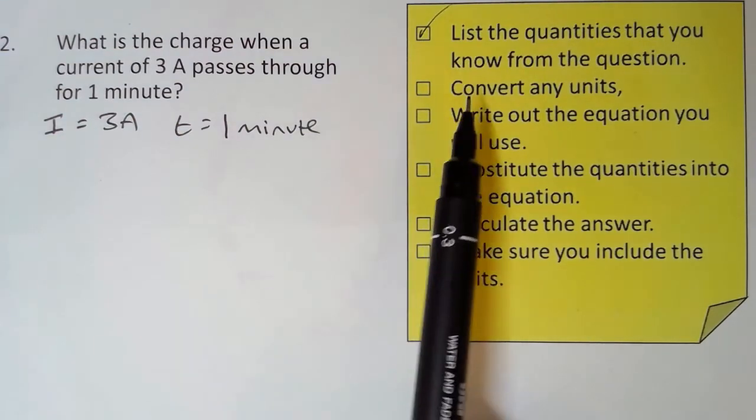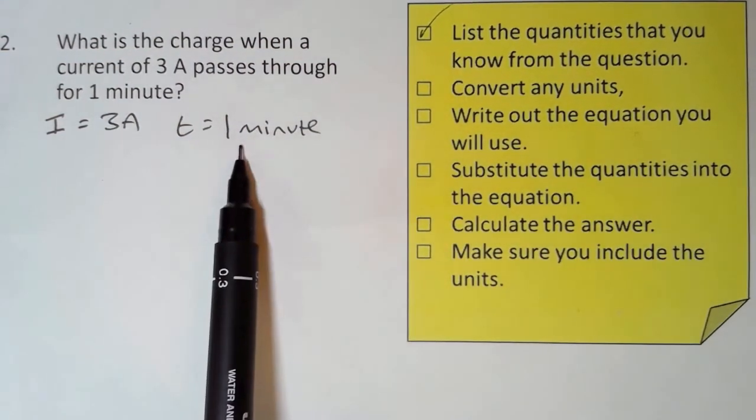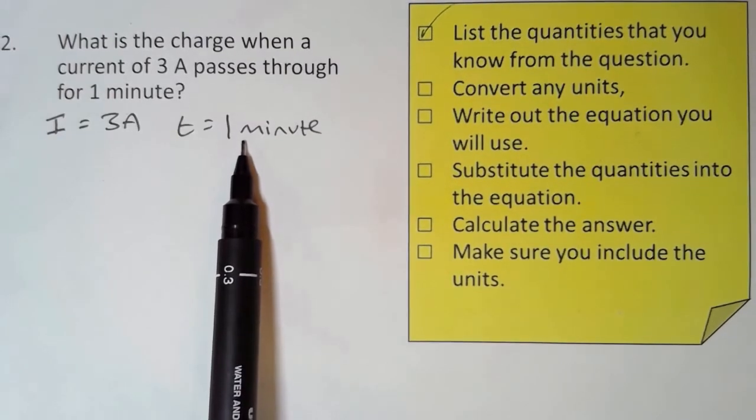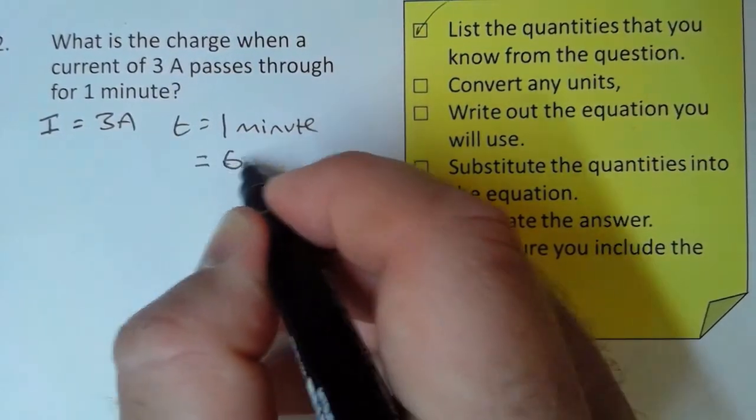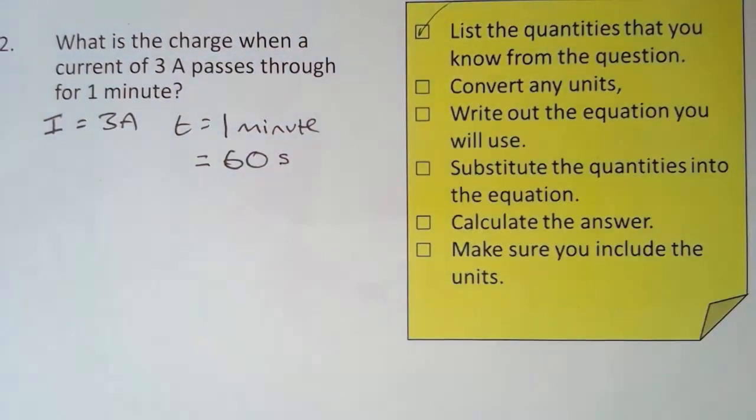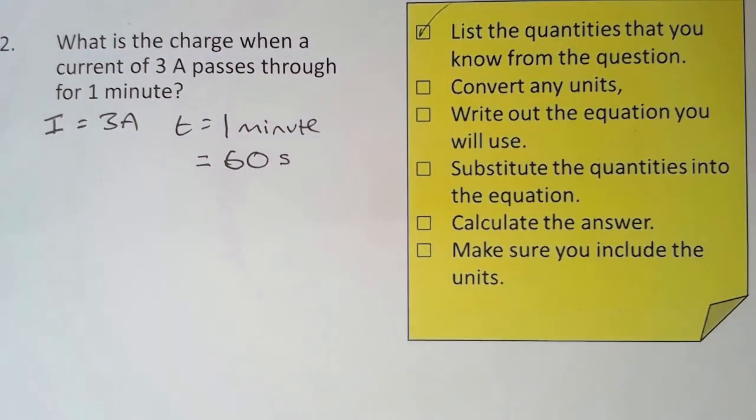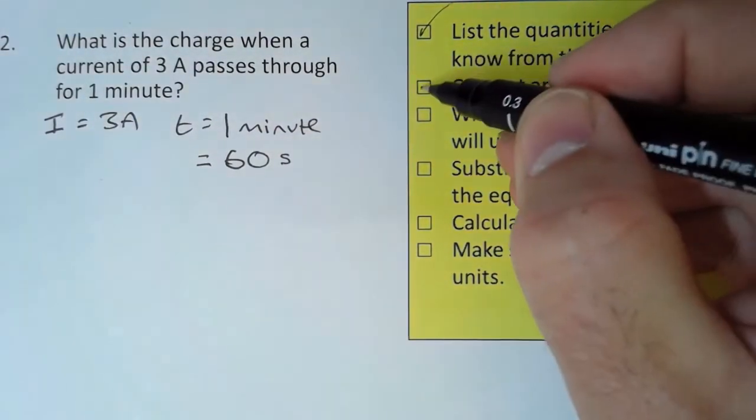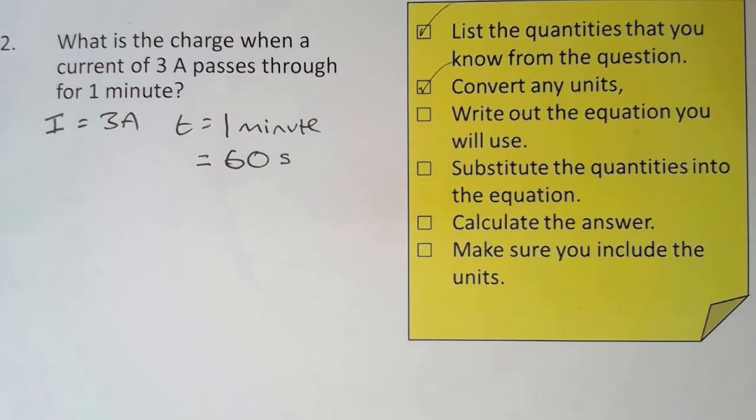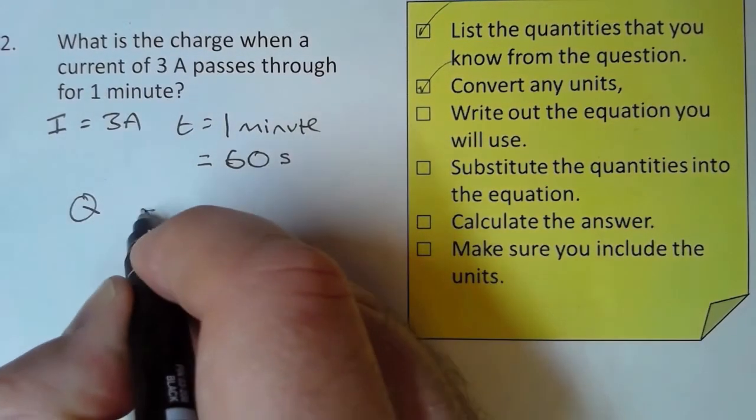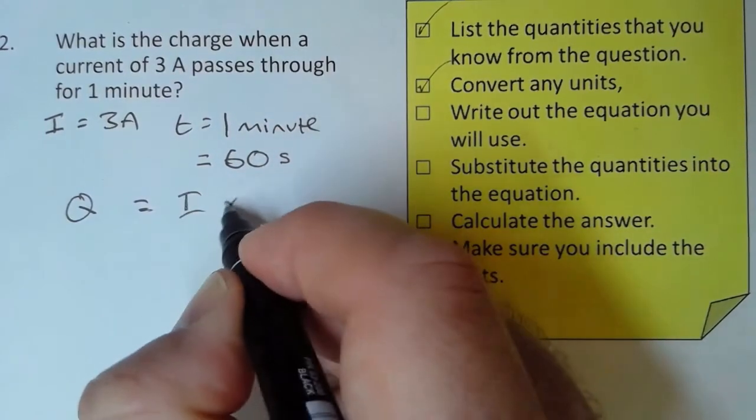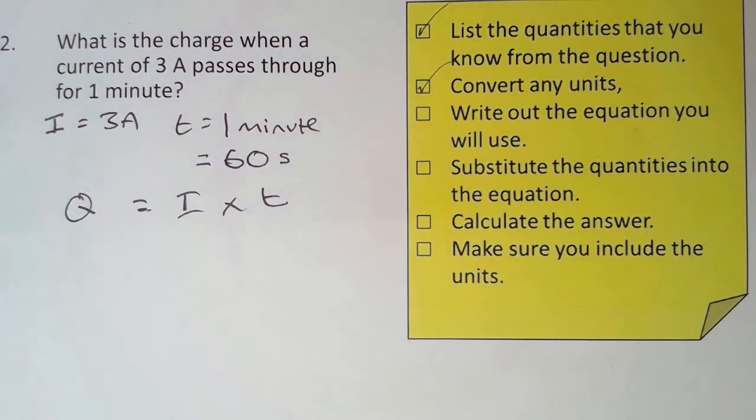This time, convert any units. Is minutes the standard unit for time? No, we need to convert that into seconds. So we'll do that first, which is equal to 60 seconds. So time is 60. So now we've converted our units, we can go on to write out the equation that you're going to use. So this one, Q equals I times t. Remember to spread it out again so that you've got plenty of room underneath to substitute.